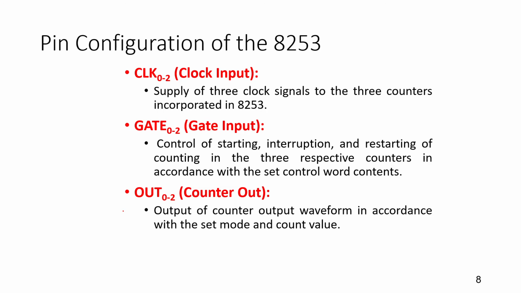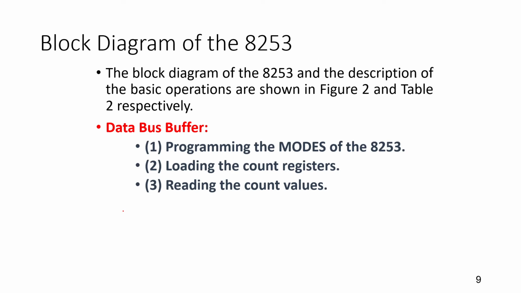And the next signal is the out signal, counter out 0 to 2. It is the output of the counter, the output waveform in accordance with the set mode and count value. So we have different modes available. The purpose of the data bus buffer, as I told, is programming the modes of the 8253, loading the count registers and reading the count values.